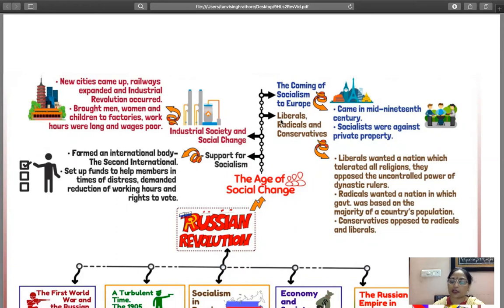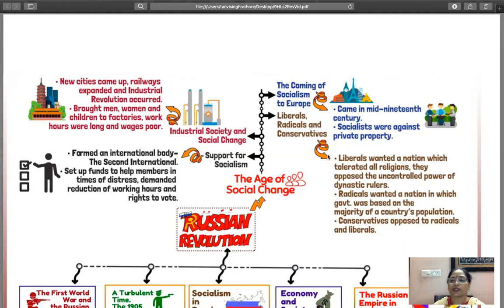As you can see, with the coming of socialism in Europe after the French Revolution, different types of ideologies and people with different thinking processes came up in society. The French Revolution paved the way for a major societal change, and in that we saw people who were known as liberals, radicals, and conservatives.